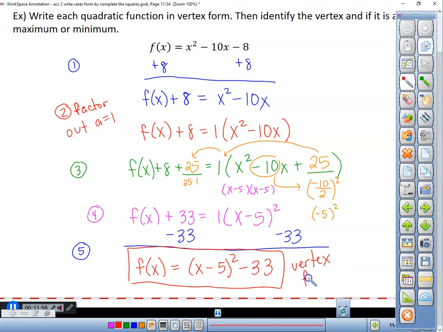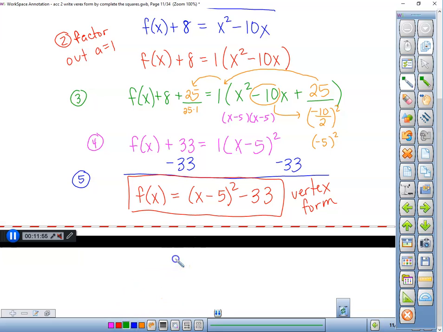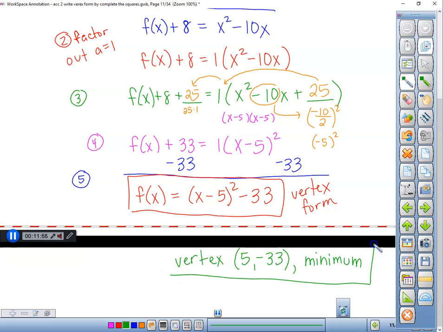And then we want to make sure we don't forget that other part. So we have to identify the vertex. So our h value would be the opposite of our minus 5, so positive 5. Minus 33 would give us a k value of negative 33. And a is positive, so there's no x-axis reflection, so that makes our vertex a minimum. And that finishes all parts of the problem.